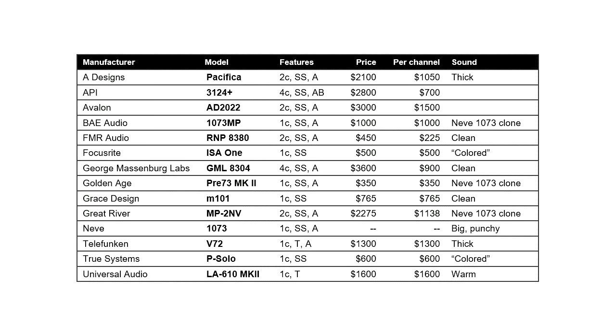Table 5 has 6 columns: manufacturer, model, features, price, price per channel, and sound. Manufacturers represented are A-Designs, API, Avalon, BAE Audio, FMR Audio, Focusrite, George Massenburg Labs, Golden Age, Res Design, Great River, Neve, Telefunken, True Systems, and Universal Audio. Prices range from $350 to $3,600.